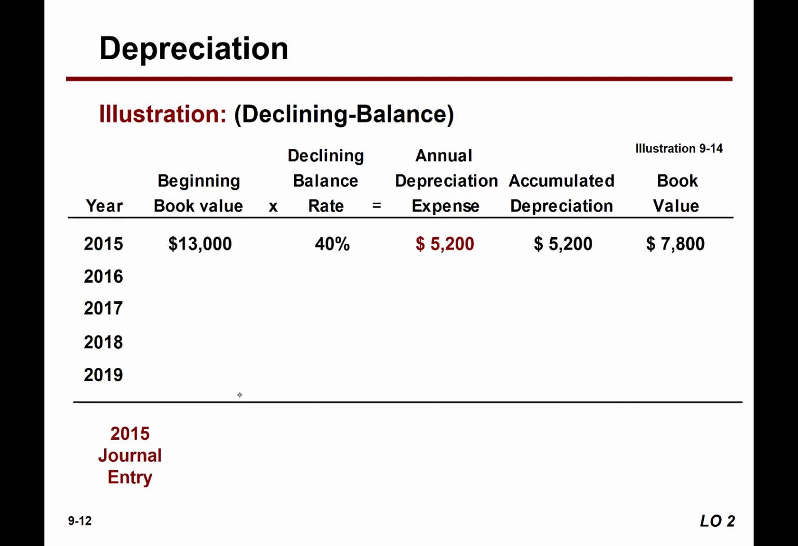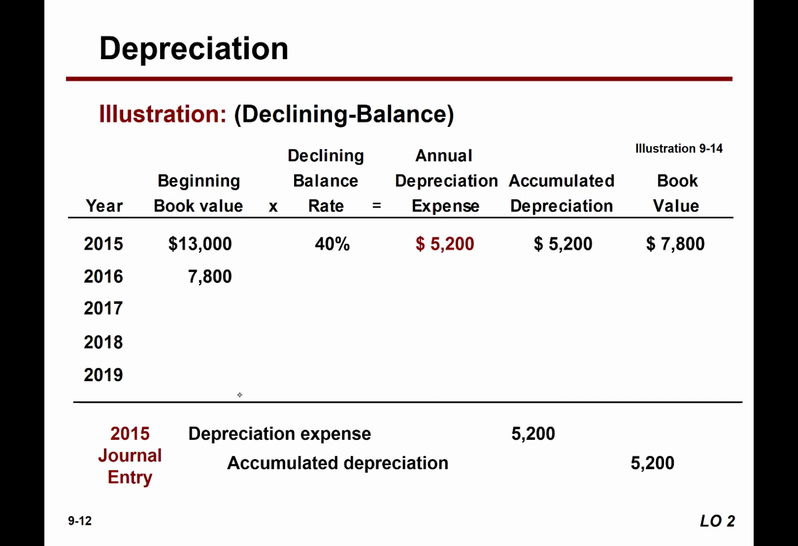And that gives me 5,200. Then my accumulated depreciation equals my first year's depreciation. I have the book value, that 7,800 remaining book value, and I multiply that by 40%. That gives me my depreciation for year 2. So my depreciation for year 1 plus my depreciation for year 2 gives me my accumulated depreciation, doesn't it? 13,000 minus my accumulated depreciation, or you could take 7,800 minus 3,120, whichever makes you feel better. And that gives me 4,680 as my book value, right?